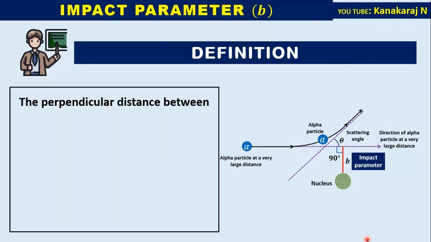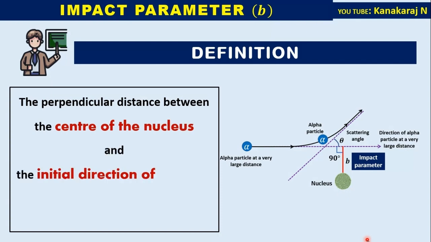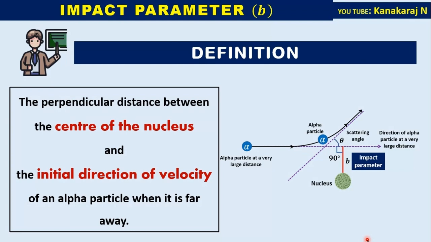The definition. The perpendicular distance between the center of the nucleus and the initial direction of velocity of an alpha particle when it is far away is called the impact parameter.